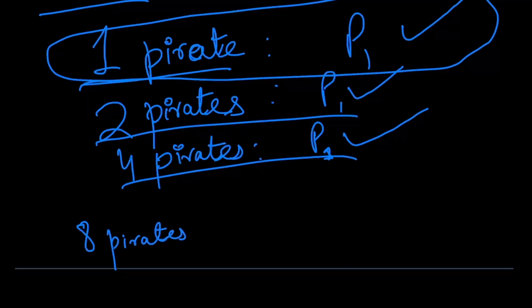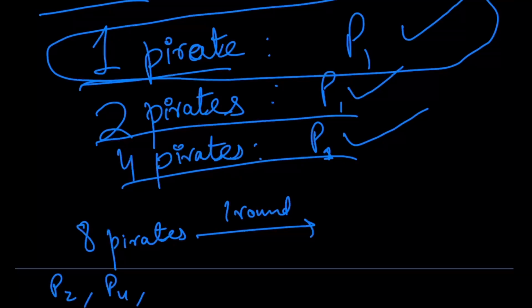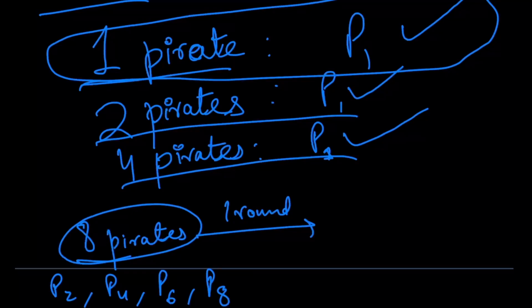After one round, we know that 4 of the 8 pirates are going to die. Actually, all those pirates that are on even indexes, from P2, P4, P6, and P8, are going to die because the odd number of pirates will kill them. We know that the number of pirates is going to halve every round. Every round, the number of pirates halves. So after 8 pirates, we got 4 pirates.